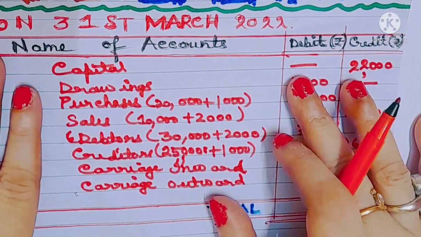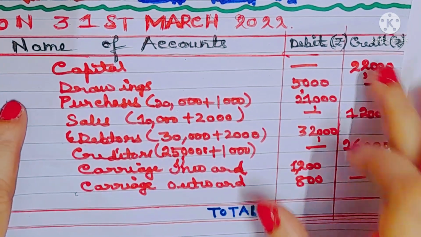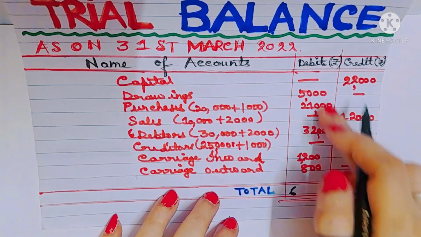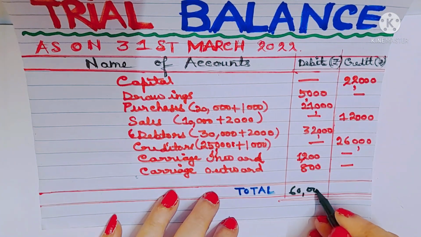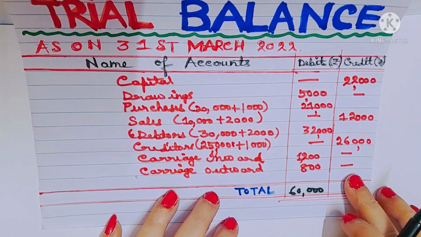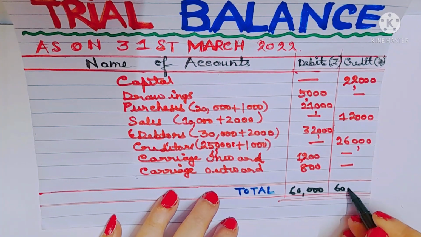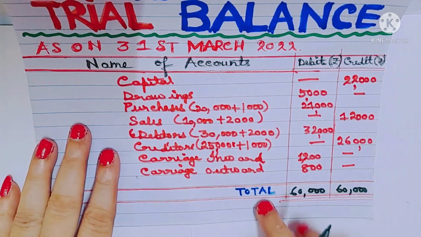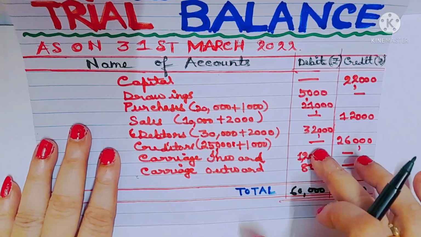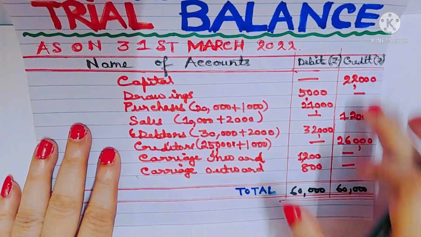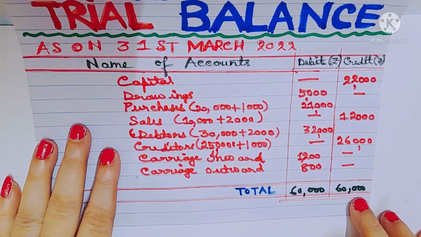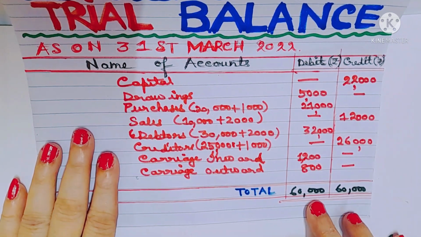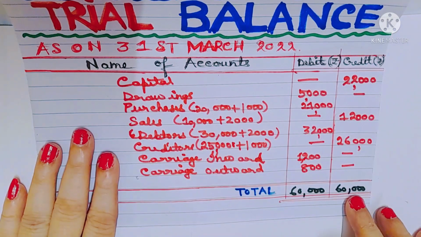Now let's calculate the total of debit column and the total of credit column. Okay. Now the total of debit column is 60,000 and the total of credit column is also 60,000. See, the trial balance did tally because the total of debit column is 60,000 and the total of credit column is also 60,000. So the trial balance did tally because the total of debit column is equal to the total of credit column. Understood?